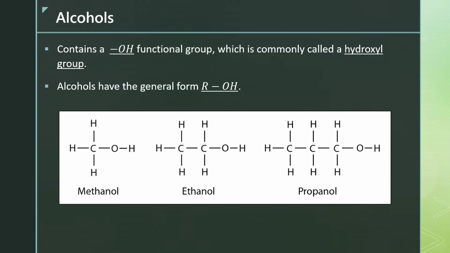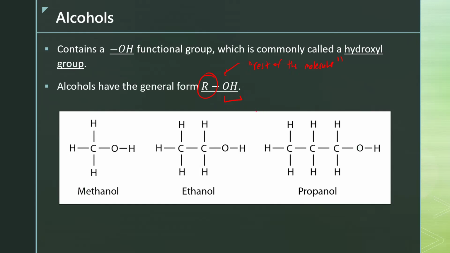So alcohols, first and foremost, again, this is in our notes. There's some blanks to fill in here. Alcohols contain an OH functional group, which is commonly called a hydroxyl group. They have the general form ROH, which is kind of a funny way of doing this. This R, if you can believe it, literally stands for rest of the molecule. So in other words, you have the rest of your molecule, and then there's an OH attached to the end. As far as we're concerned, the rest of the molecule is going to look a lot like the hydrocarbons we've been looking at.